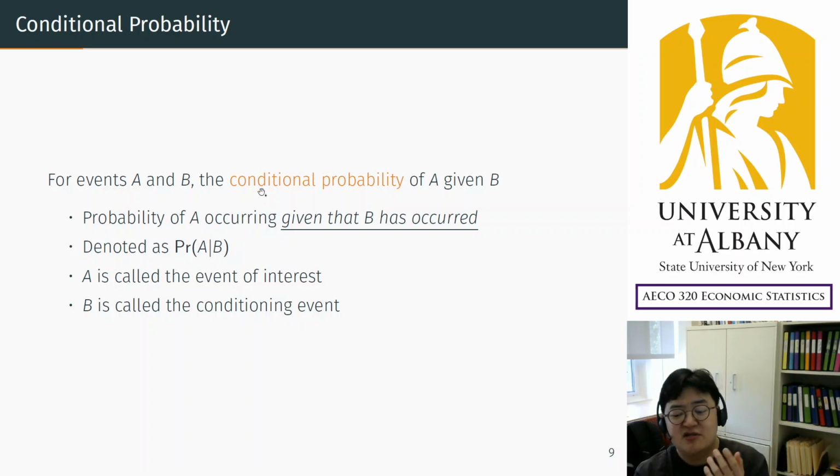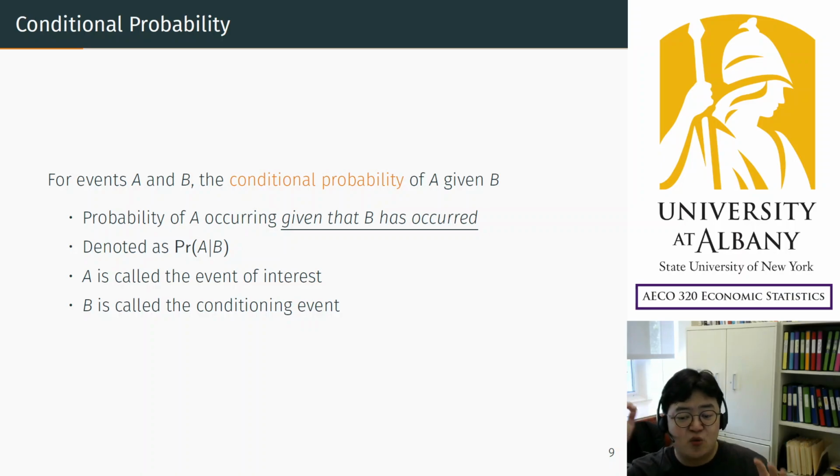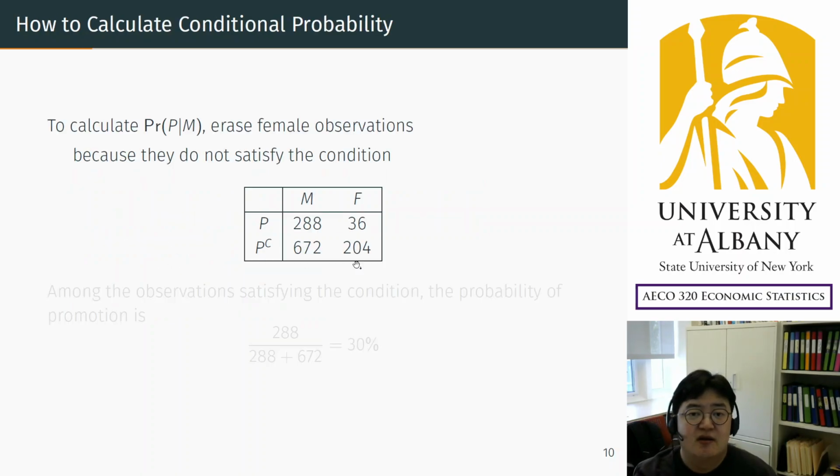So we are interested in the probability of promotion, not the probability of being a man or woman. So we are using gender as just a condition, and we calculate the probability of promotion for men and women separately. That is the idea. So then let's go back and see how we do this.